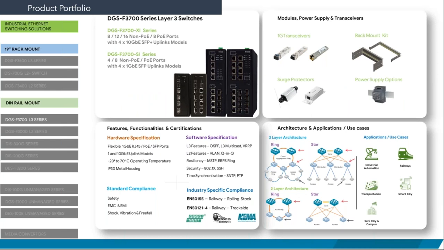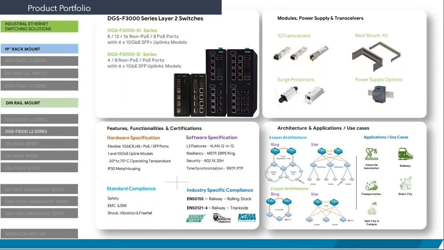Then we have the layer 3 switch, DKS F3700, which is a DIN rail mounting switch. In most scenarios where we need a layer 3 switch with a compact DIN rail mounting option, we can use these switches. 4-port and 8-port options are available, PoE and non-PoE, and this also supports all the software features in layer 3 like OSPF, BGP, VRRP, and all the features we had in the layer 2 switches. This comes with an operating temperature of -20 to 70 degrees and an IP30 metal housing, so it has better heat dissipation through this metal enclosure.